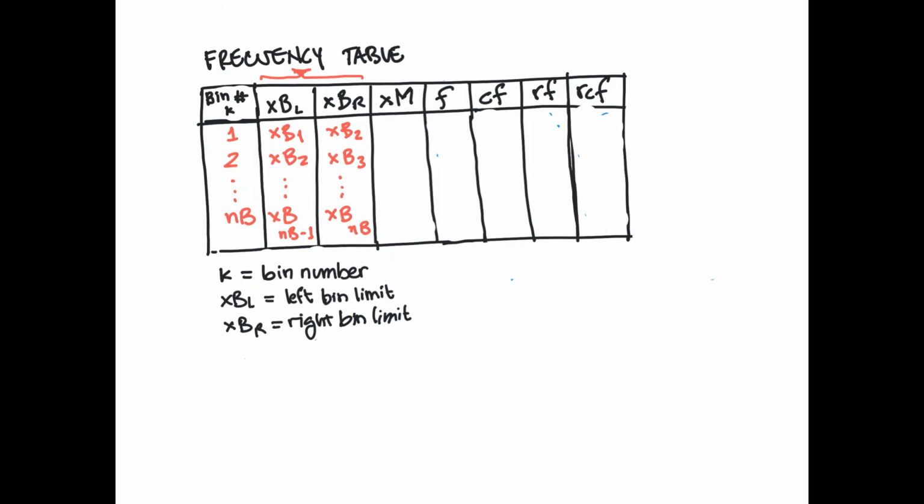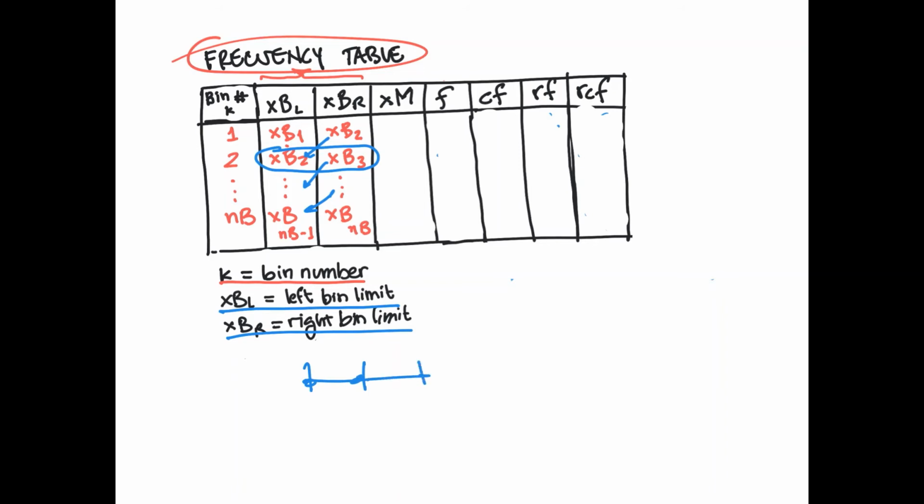Now the data from the histogram can be represented in a table called the frequency table. And that data includes the bin number, I'm going to call it K. And then for each bin, we have a lower limit and an upper limit, the left bin limit and the right bin limit. And as you can see, this number gets repeated here, and this number gets repeated here, and this will be repeated here, because we're just moving from one bin to the next one.